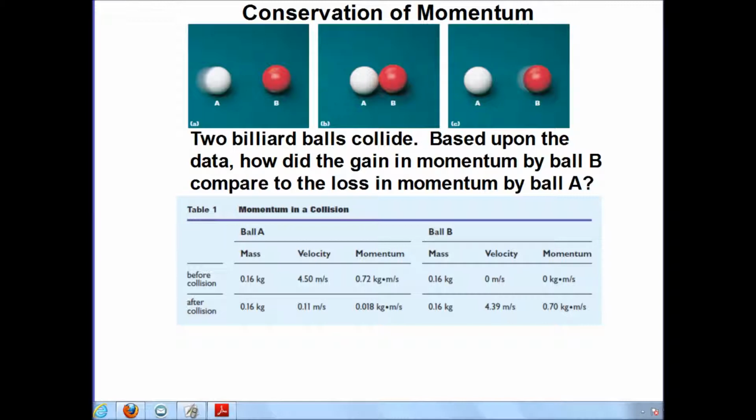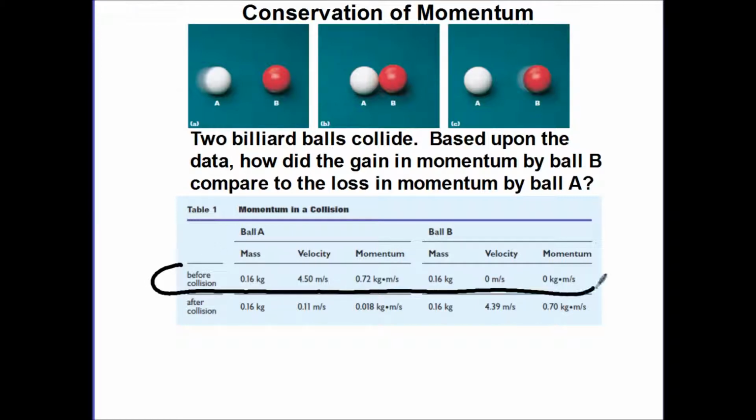Based upon the data, how did the gain in momentum of ball B compare to the loss in momentum of ball A? Let's cut to the chase here. If you look before the collision, that's this set of data. The only thing moving was ball A, and it was moving at 4.5 meters per second. Its total momentum, 0.72 kilogram meters per second. That's just done by multiplying these two numbers together. Ball B was not moving at all, so it had no momentum to begin with.